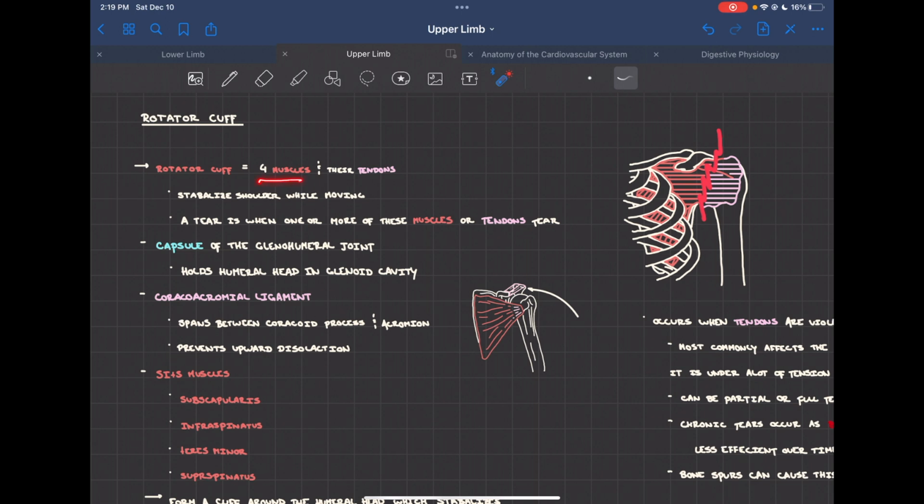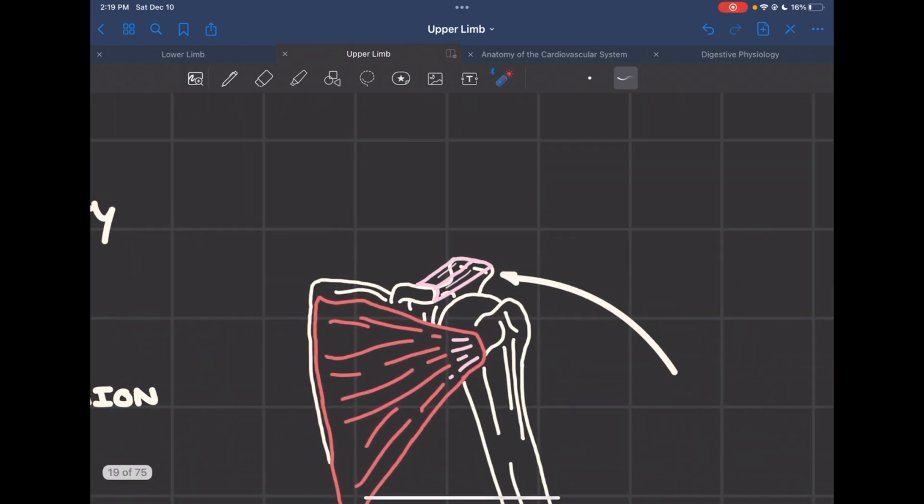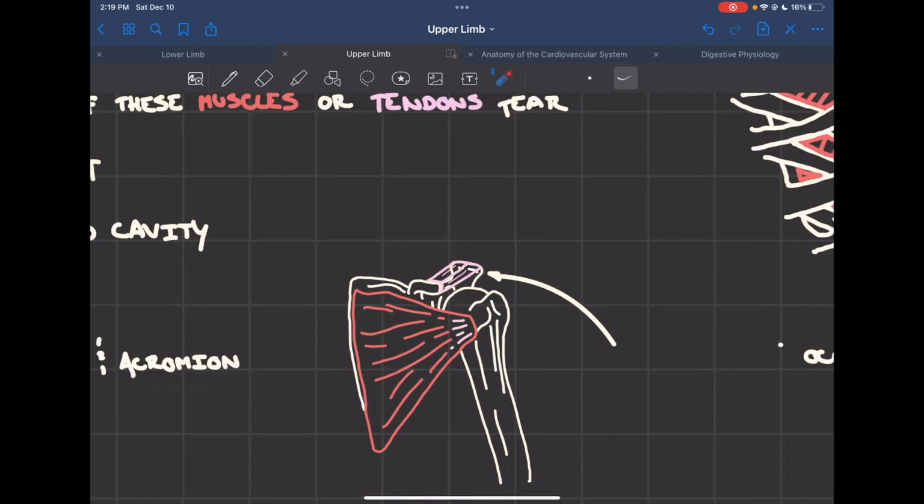The rotator cuff is composed of four muscles and their associated tendons. This stabilizes the shoulder while it's moving around, and a tear is just when one of those four muscles or tendons gets torn. We are around the glenohumeral joint capsule, so the structure that just holds the humeral head and the glenoid fossa of the scapula. And we're also near the coracoacromial ligament. So this spans the distance between the coracoid process and the acromion. This acts to prevent upward dislocation of the humerus, so we can see that right here. It's very helpful to have.